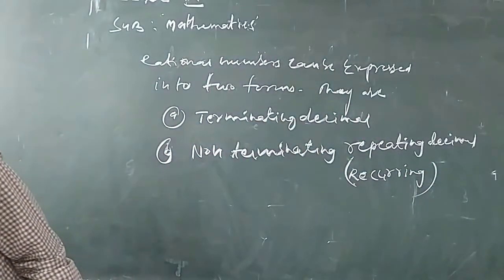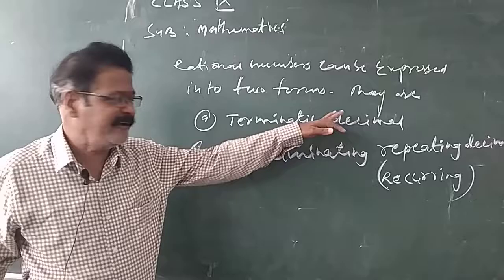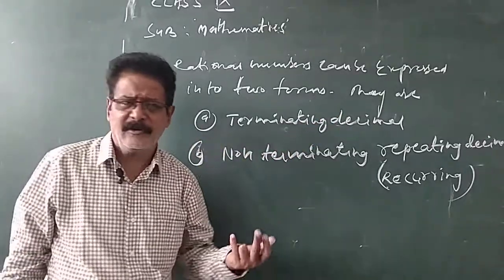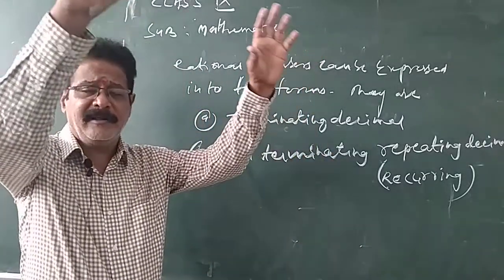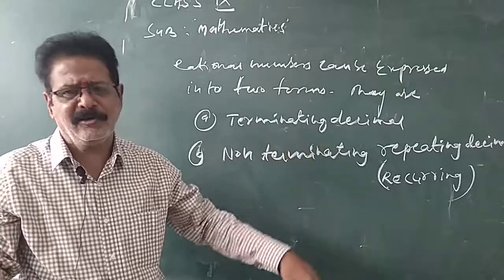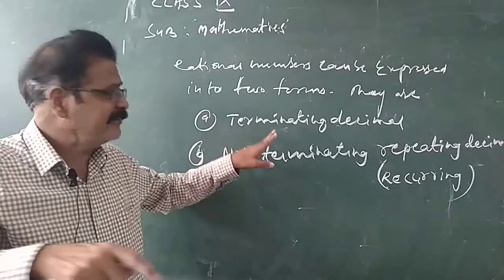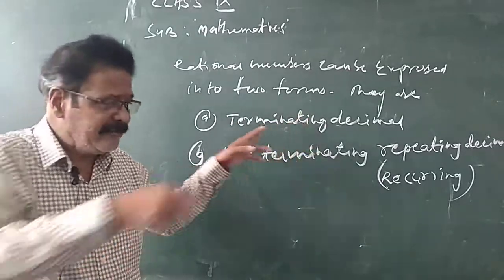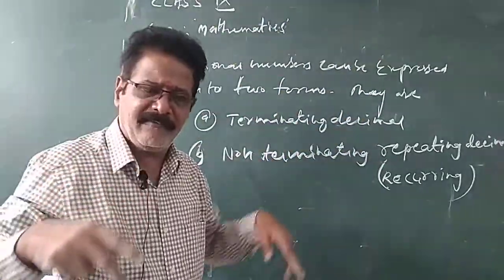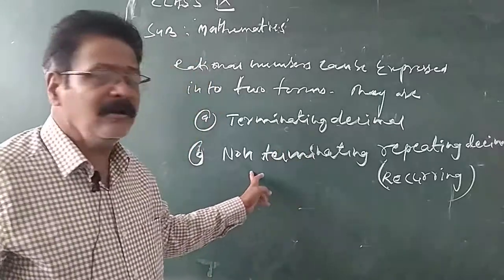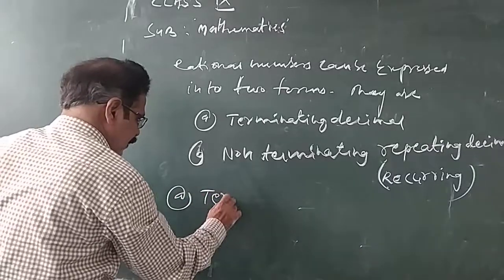Every rational number can be converted into two forms. These two are decimal forms. The various types of decimal forms are terminating decimal and non-terminating. What is a terminating decimal? When you divide any number by some other number, the division process ends with a zero remainder. Wherever the remainder becomes zero, the division stops. Such a division is called a terminating decimal. If the division is continuous, and you get the same remainder repeatedly, that is called a non-terminating repeating decimal.